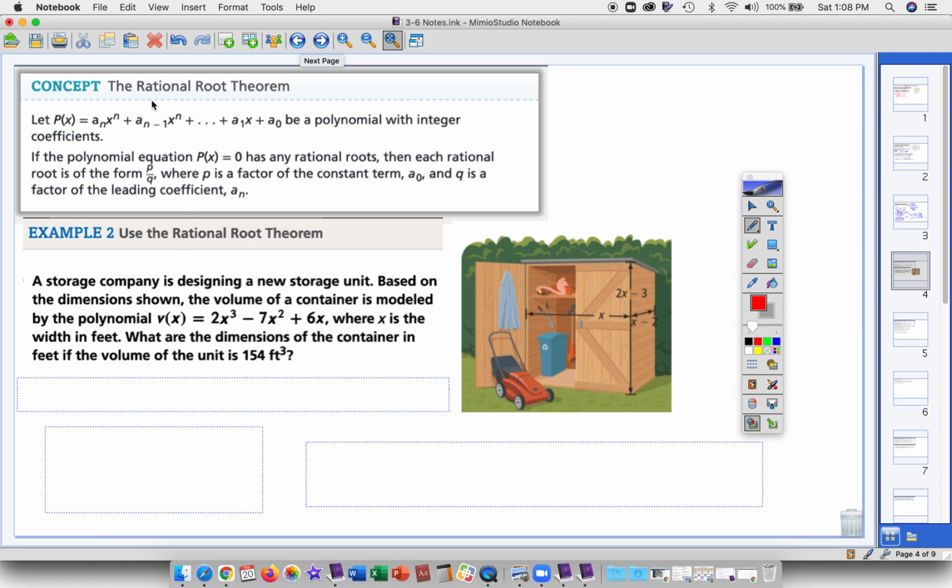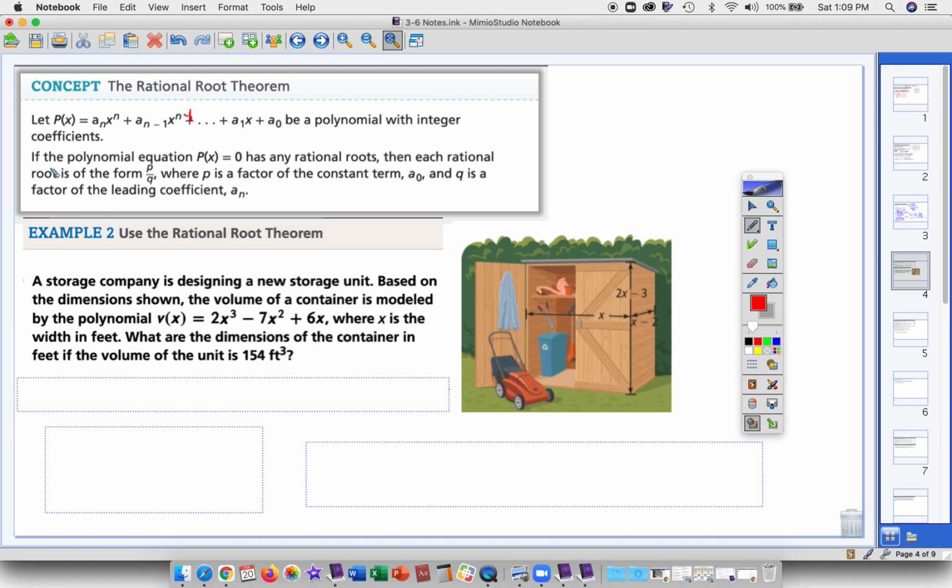So here's the theorem. The rational root theorem says, let p of x equal all of this. This is the standard form of a polynomial, where a sub n minus 1 are all coefficients, down to a sub 1, and then a sub 0 is our constant. We have x to the n. This should be decreasing order. That should be an n minus 1. That's an error there. So all of the exponents are in terms of n.